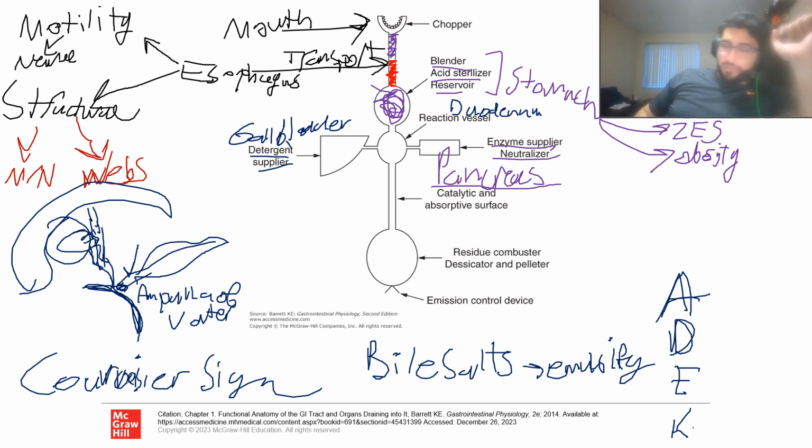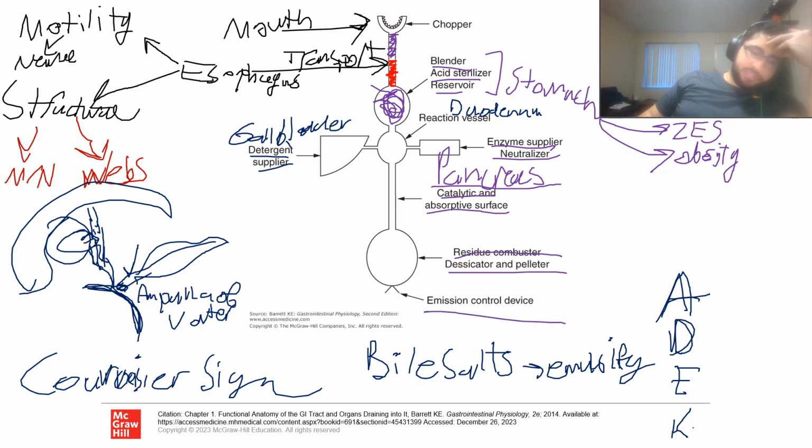There's a lot that can go on with the pancreas, so we'll probably have a separate video on the pancreas at some point. And again, you have your catalytic and absorptive surface, and that's just your intestines. Your residue combustor, desiccator, and pelleter, that's your large intestine. You're making the poop, and then you can consider the rectum and anus as the emission control device, particularly the sphincter.